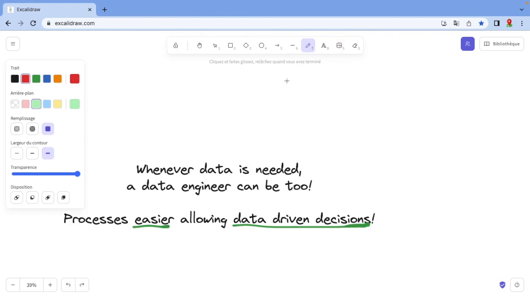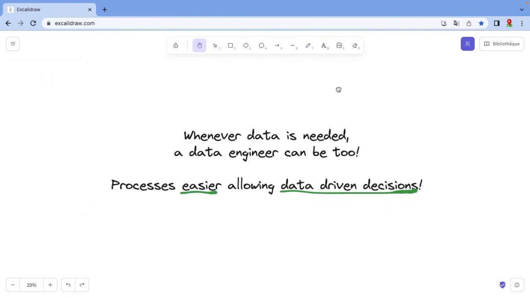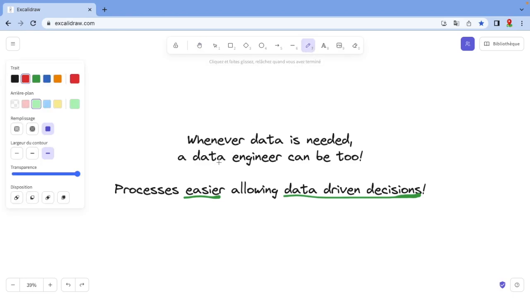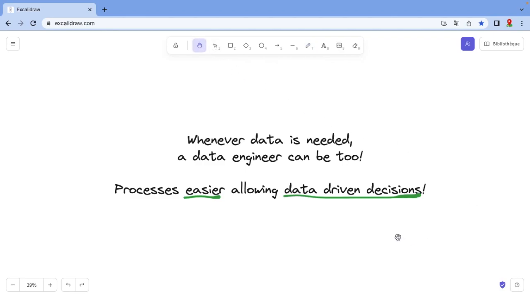So, to sum it up, whenever data is needed, data engineering can be too. The processes are easier, allowing the data-driven decisions that everyone talks about and wants. That's very important in our current scenario.